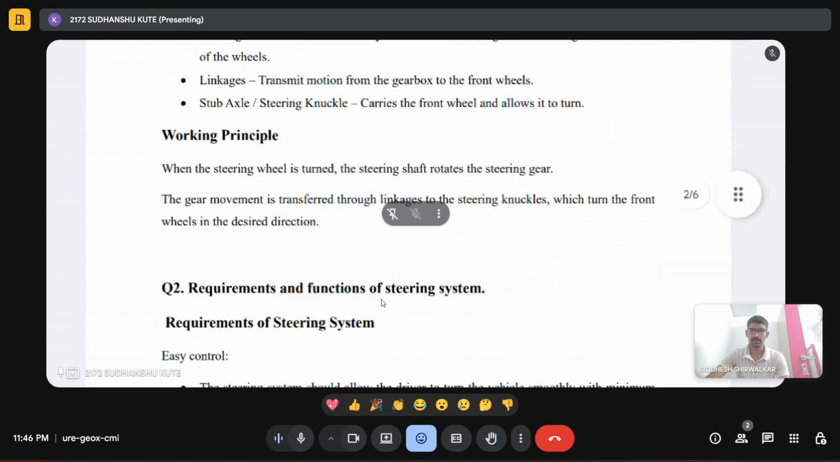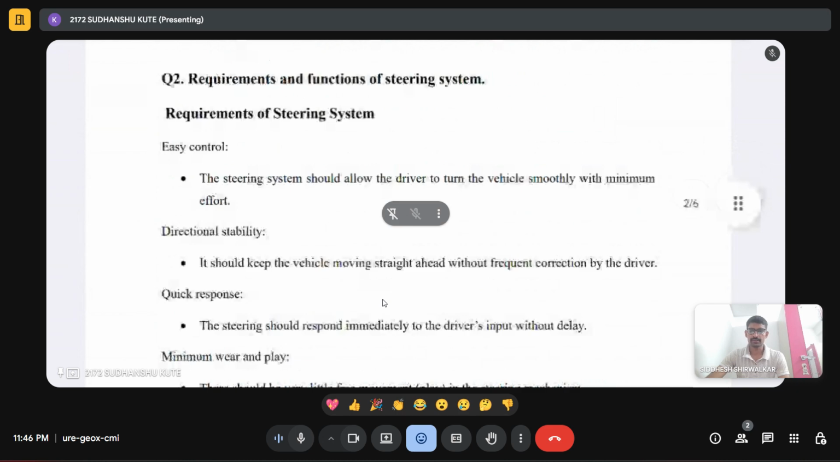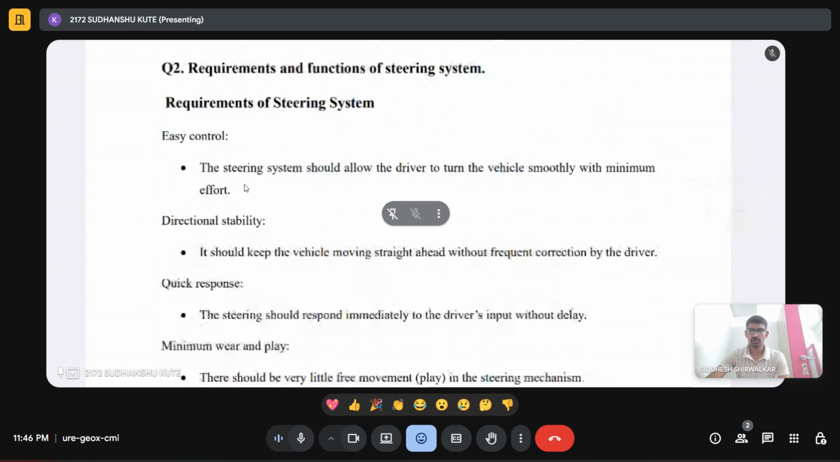Requirements and functions of the steering system. First, requirements. It is easy to control and it should keep the vehicle moving straight ahead without frequent correction by the driver, which means it gives directional stability. The steering should respond immediately to the driver's input without delay, which means it has quick response. It gives minimum wear and play.